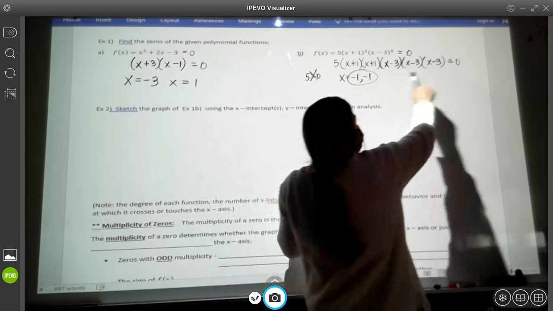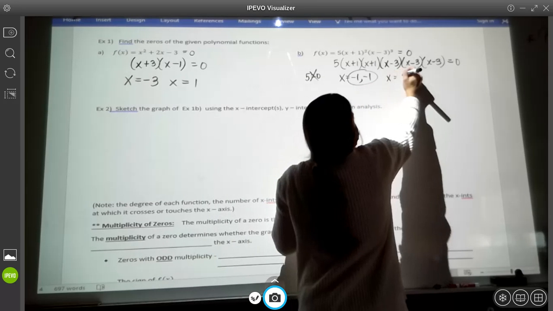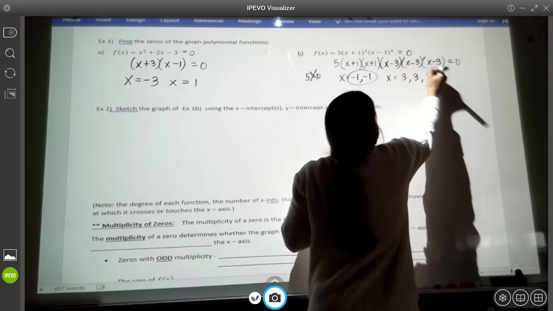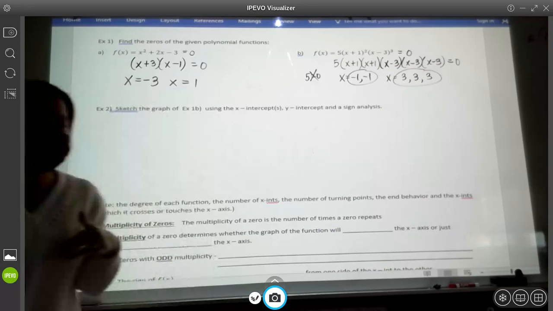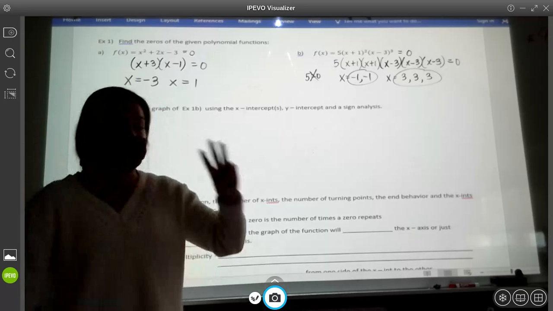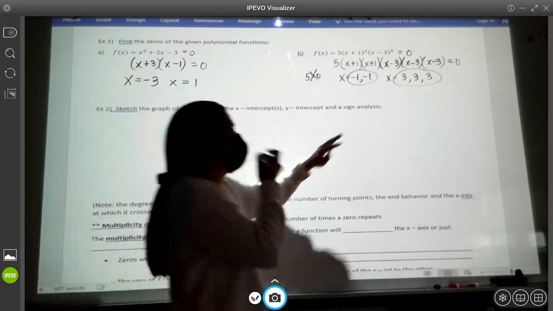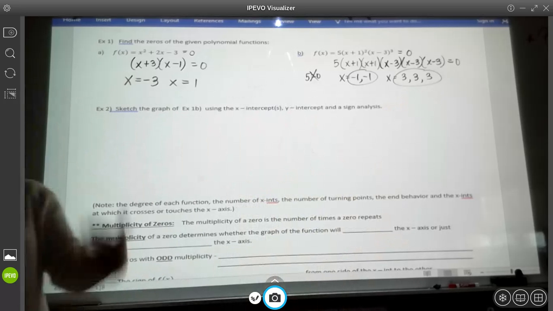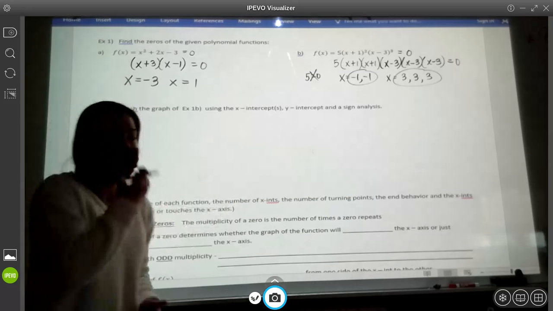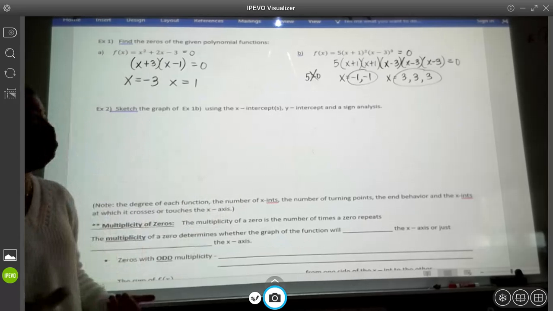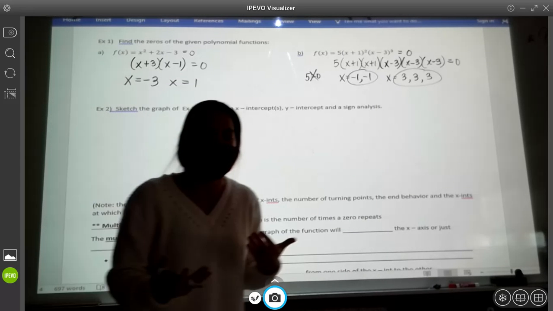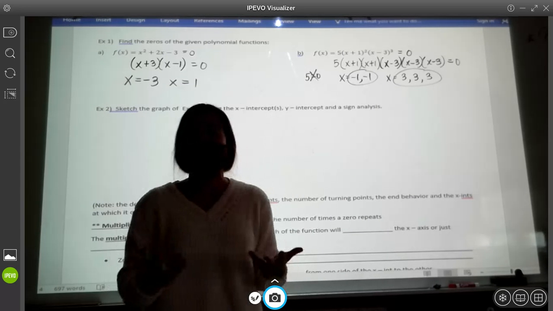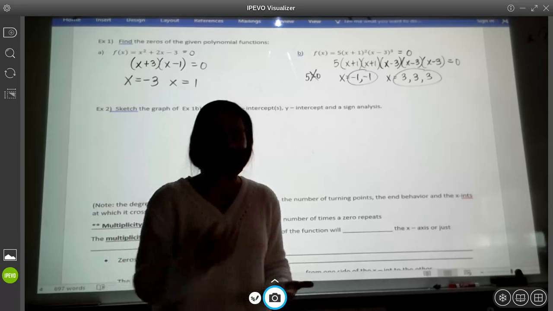All right, if I set these factors equal to 0, I get x equals 3, 3, and 3. So that means that's an x-intercept that has a multiplicity of 3. It was repeated 3 times, which is odd multiplicity, which means now we know the graph will cross over at that x-intercept. It won't just touch, it will actually cross over. So again, these are clues that we're going to use to be able to make the graph of a polynomial function come together very, very quickly, okay?